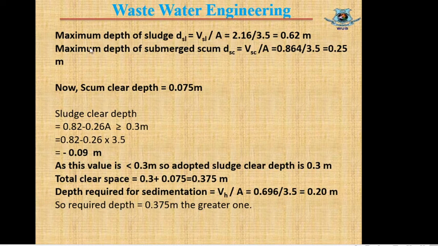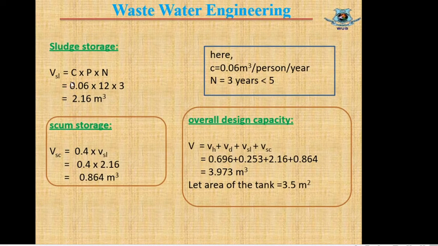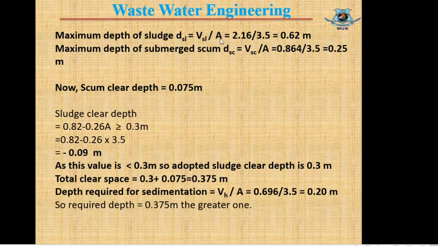We will now calculate the depth of the tank. First, the maximum depth of sludge, DSL. If we divide the volume of sludge by the surface area, we will get the depth of the sludge. Here DSL equal to depth of sludge, VSL equal to volume of sludge, and A equal to area. Here VSL equal to 2.16 and A equal to 3.5. So finally we get the depth of sludge DSL equal to 0.62 meter.